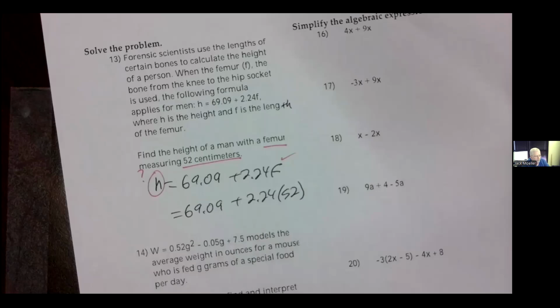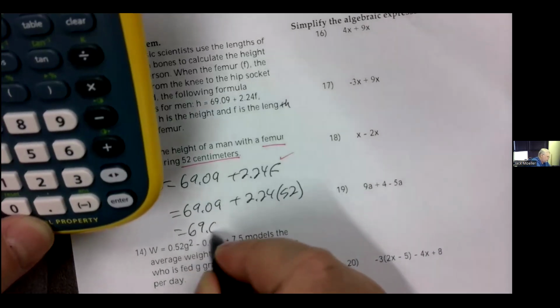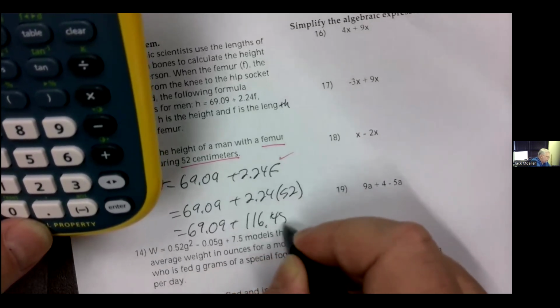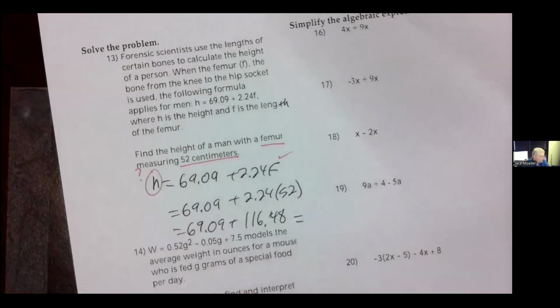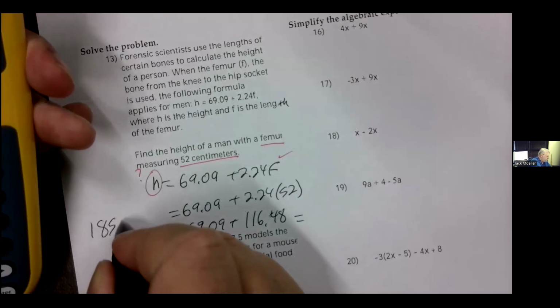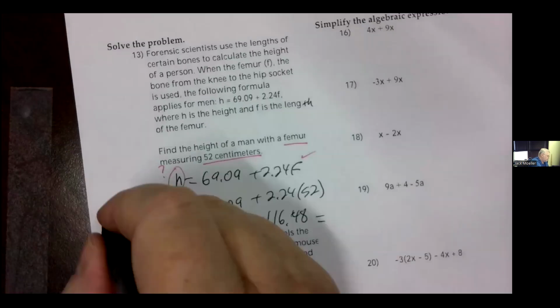And so now, especially with decimals like this, I'm grabbing my calculator. That's 69.09 plus 116.48. And we add those for a final answer of 185.57. So that is our H.